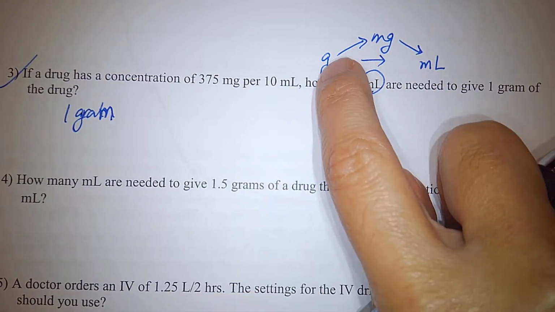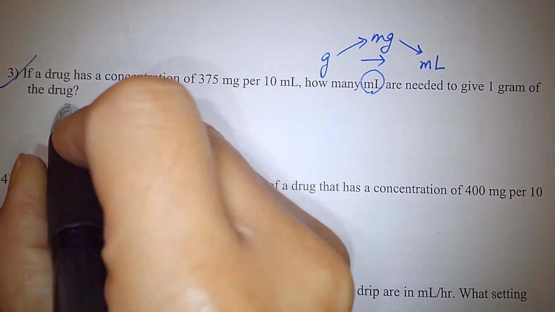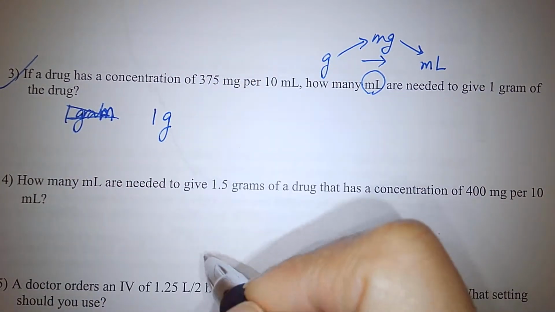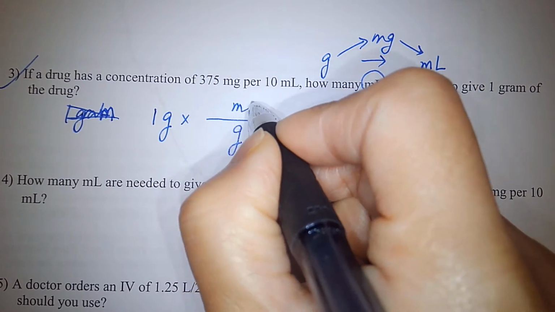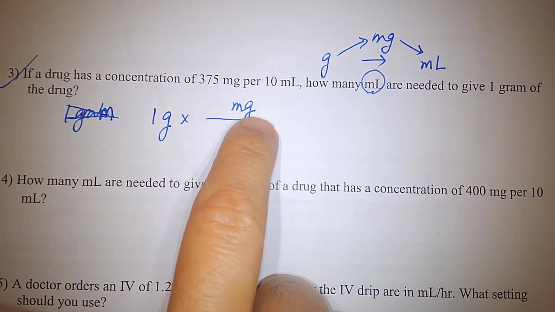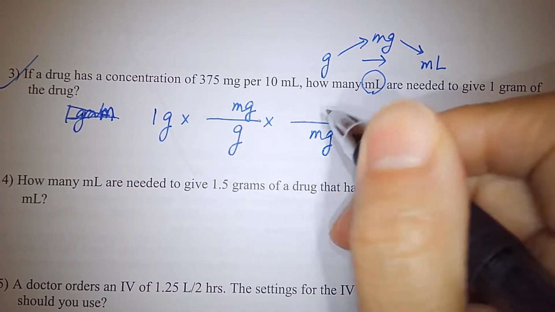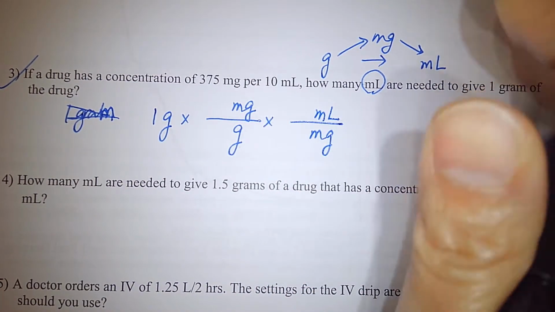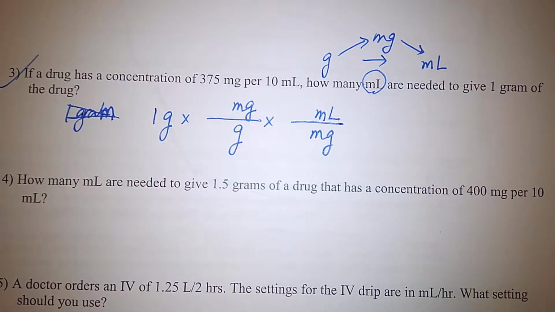So we have to convert from G, 1 G. We are going to convert from G to mg first, then from mg to ml. This way we'll get ml left. You guys see that?